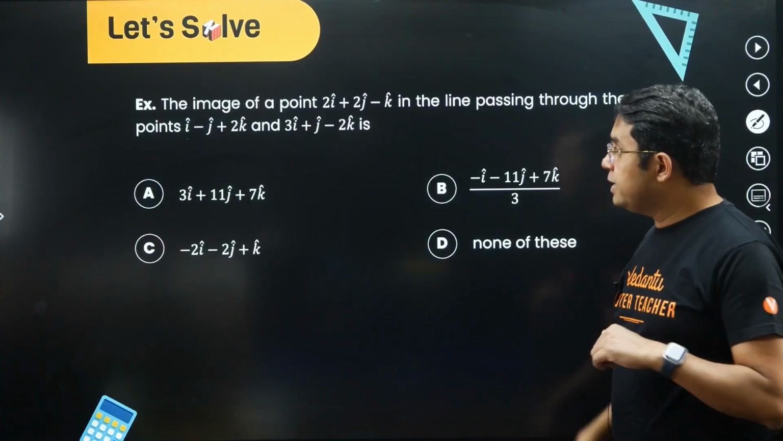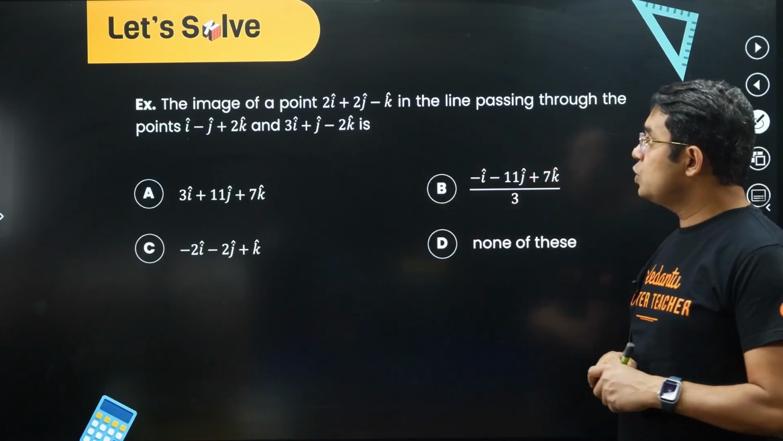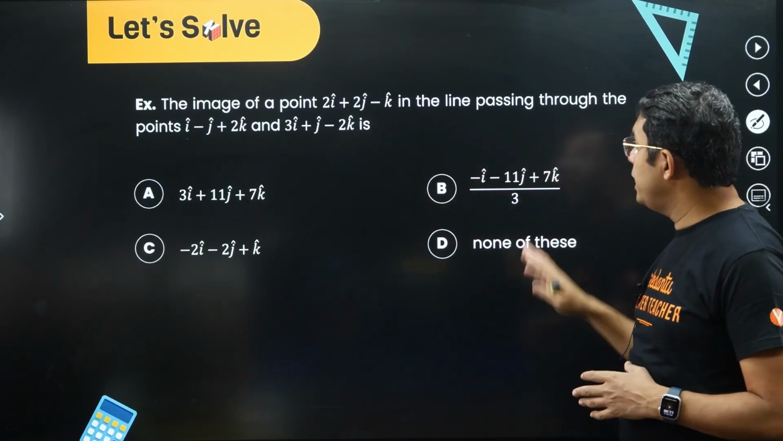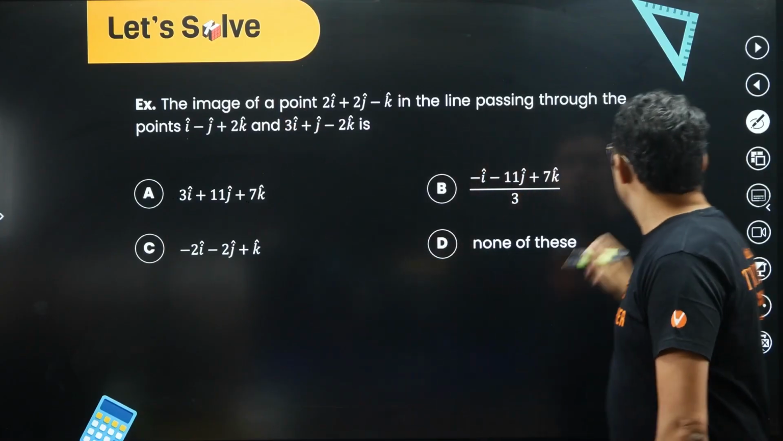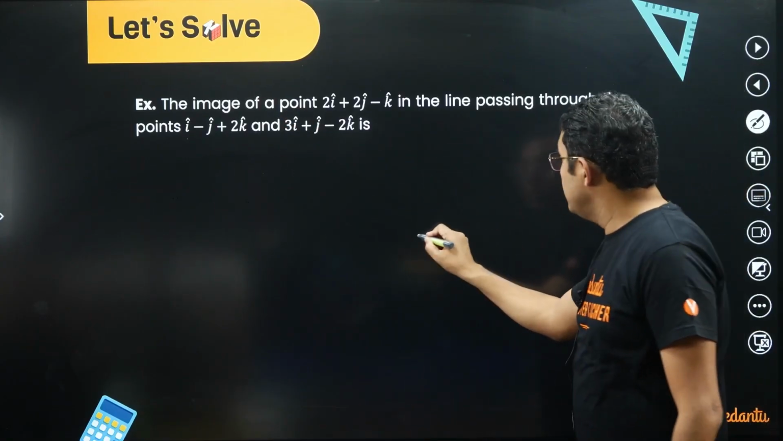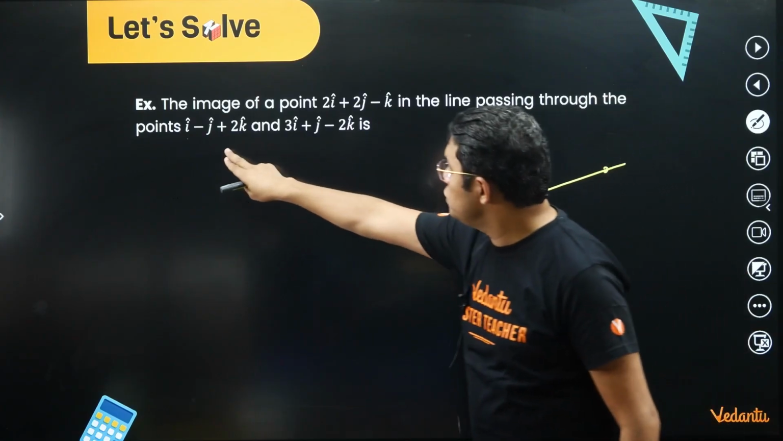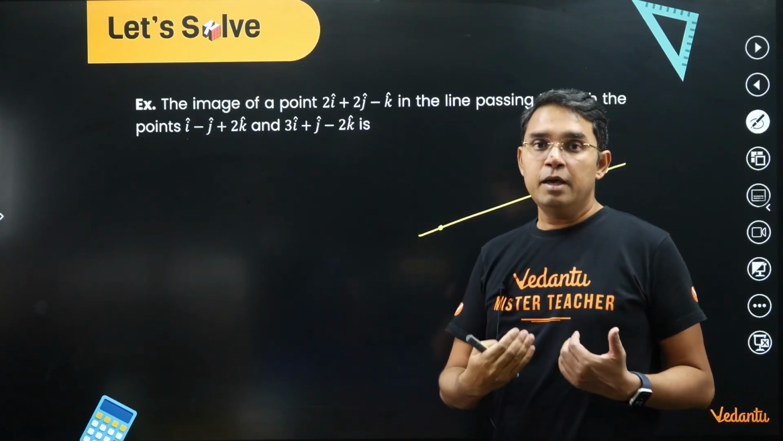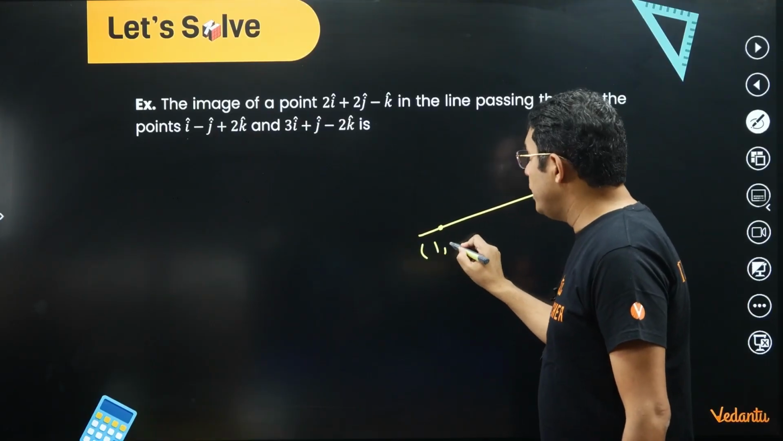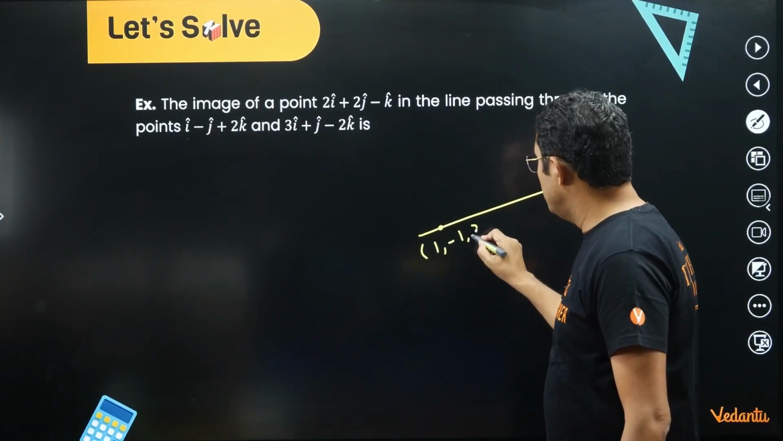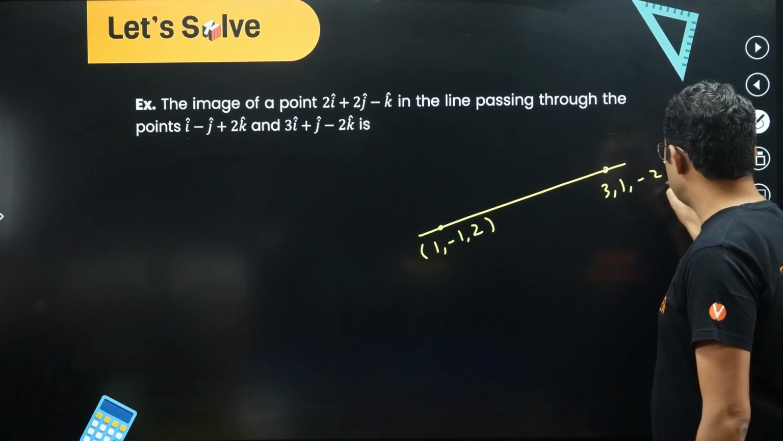So the first question given is, the image of point 2i plus 2j minus k in the line passing through these 2 points. We have to find the image. So dear students, in this question we are given a line which is passing through these 2 points, and these 2 points are in position vector form. So I can write them in Cartesian form as 1 comma minus 1 comma 2, and for the second point it is 3 comma 1 comma minus 2.